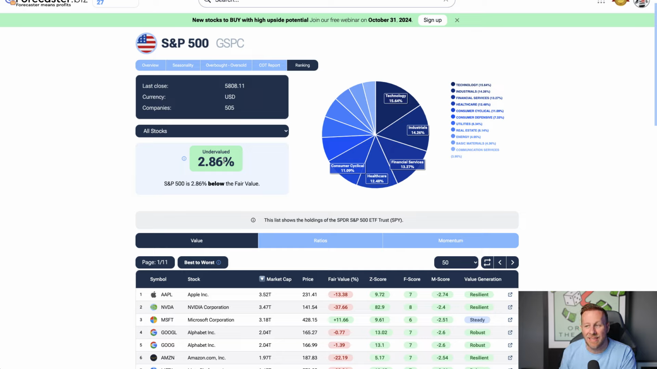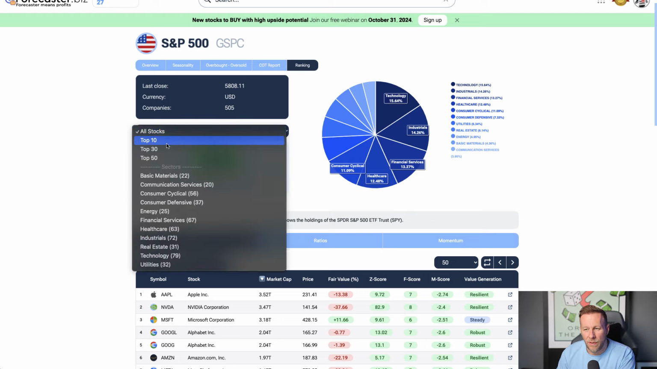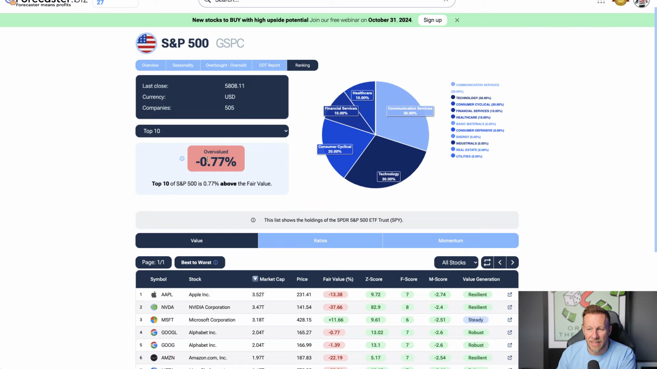They're not going to be looking to sell off if it's undervalued. So that's a great score to have at your fingertips as well. Now, if that wasn't enough, you can start to drill down. So if you go to the top 10, you're going to see that it's actually overvalued.